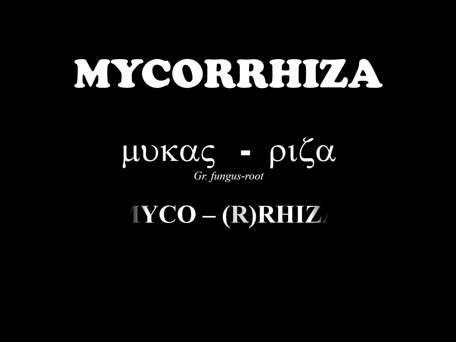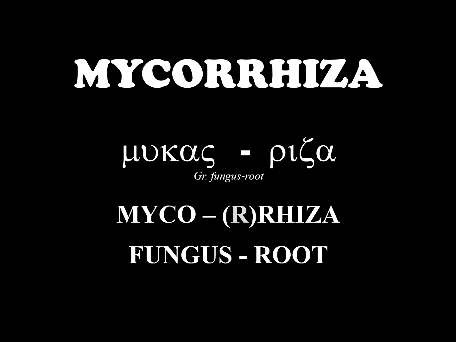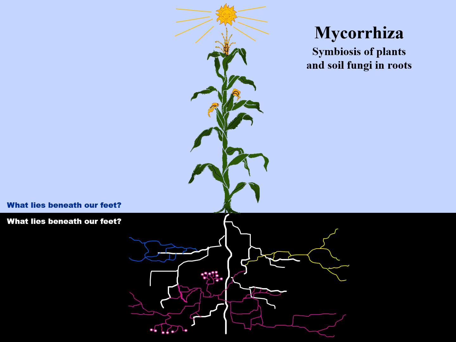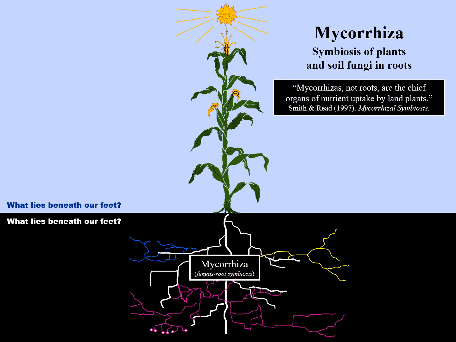I've now mentioned mycorrhiza, and since it's going to be a main topic later in this presentation, I'd better explain what it is here. The term is a combination of 2 Greek words, mykas and rhiza, so the definition of the symbiosis is in the name, fungus root. Mycorrhiza is the means by which green plants and specialized soil fungi contribute to the nutrition of each. Plant roots are invaded by distinctly beneficial fungi to form the symbiosis. Thus, mycorrhizas, not roots alone, are the chief organs of nutrient uptake by land plants.